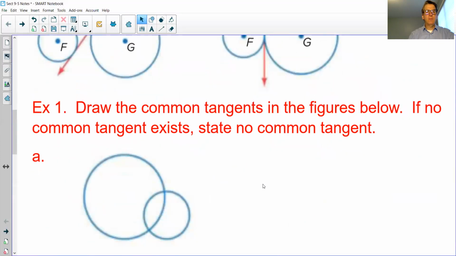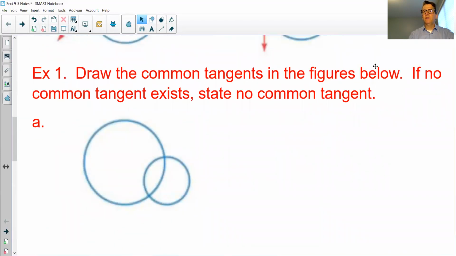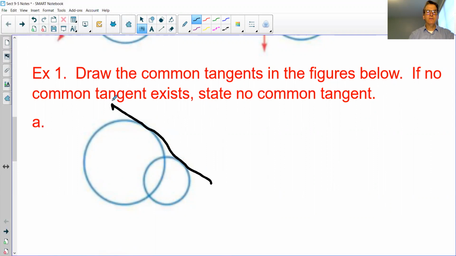Okay, let's go right to example 1. Draw the common tangents in the figures below. If no common tangent exists, state no common tangent. All right, here's the first one. This will be a little tricky with the smart board today. So we're going to run a line just like this. It's going to touch one spot on each circle. So we've got a tangent, a point of tangency there and a point of tangency there. Another one is down here, running across. It's got your point of tangency here and a point of tangency there.